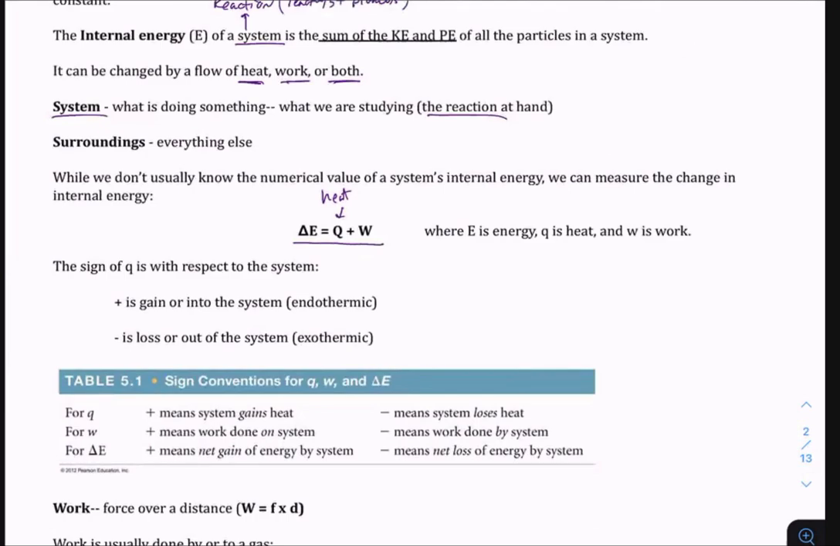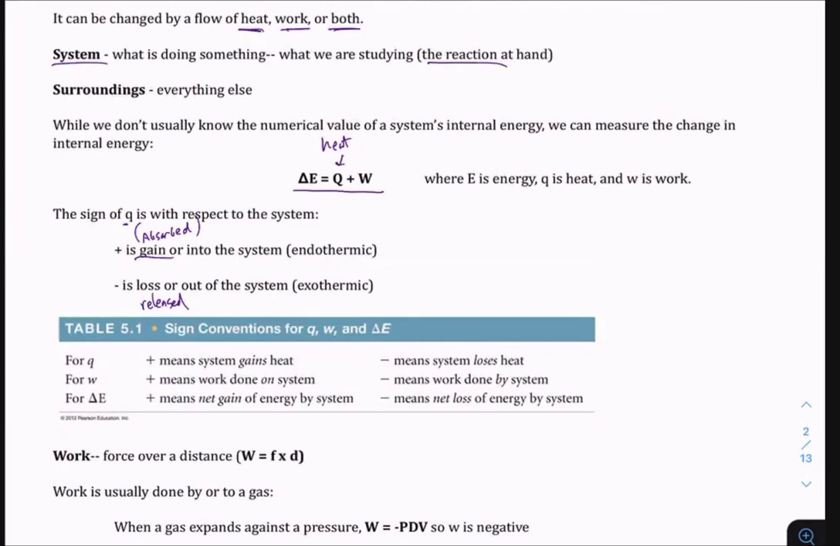So whenever something happens, oh, I guess here we're talking about Q first. Okay, so the sign of Q is with respect to the system, and we just addressed these terms, endothermic or exothermic. You know that if heat is being absorbed, that is heat gain, right? Heat gain is heat being absorbed. Heat loss is heat released. So the signs are the same signs we just addressed. Positive for gain, negative for loss. So, if the reaction is endothermic, then your Q is positive. If it's exothermic, then the value for Q is negative, okay?